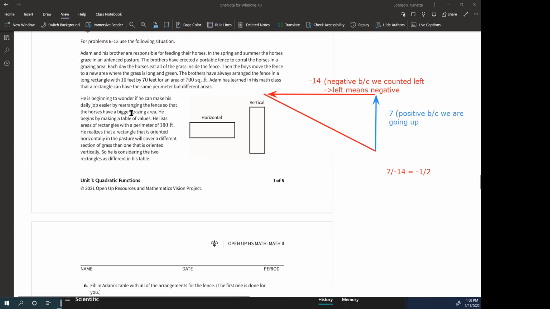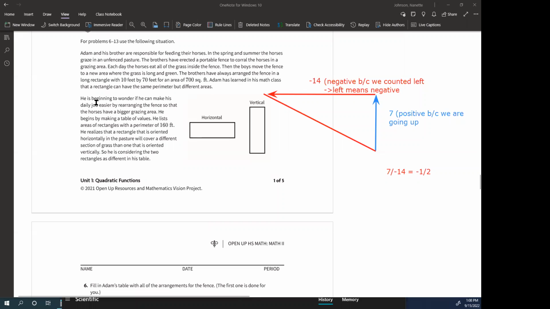So it's basically saying Adam and his brother are responsible for feeding their horses. In the spring, the horses graze in an unfed pasture. The brothers have erected a portable fence to corral the horses in the grazing area. Each day, the horse eats all of the grass inside the fence. Then the boys move the fence to a new area where the grass is long and green. The brothers have always arranged the fence in a long rectangle that's 10 by 70. So 10 by 70, right?